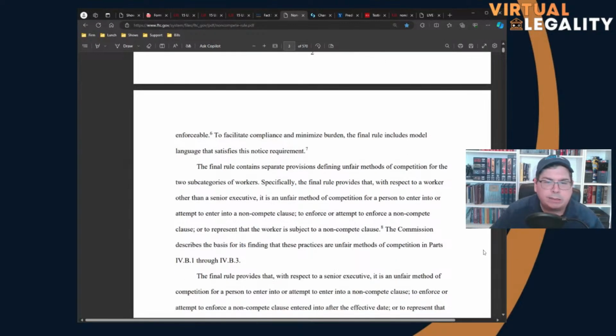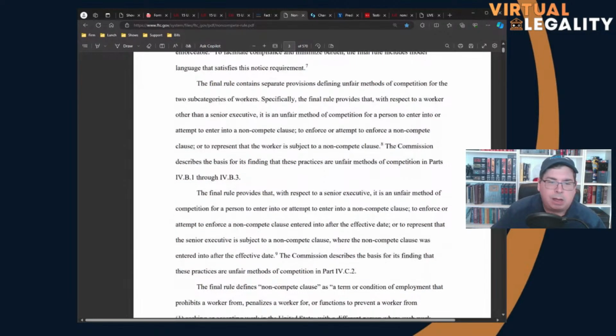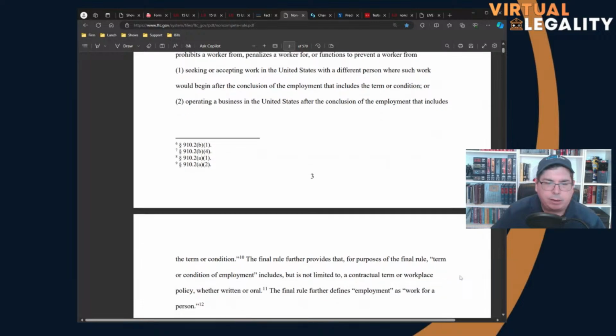The final rule contains separate provisions defining unfair methods of competition for the two subcategories of workers. Specifically, the final rule provides that with respect to a worker other than a senior executive, it is an unfair method of competition to enter into the non-competition clause or to enforce or attempt to enforce a non-competition clause. The final rule provides that with respect to a senior executive, it is an unfair method of competition for a person to enter into or attempt to enter into a non-competition clause, etc. This is basically the same as what we just looked at in the summary.